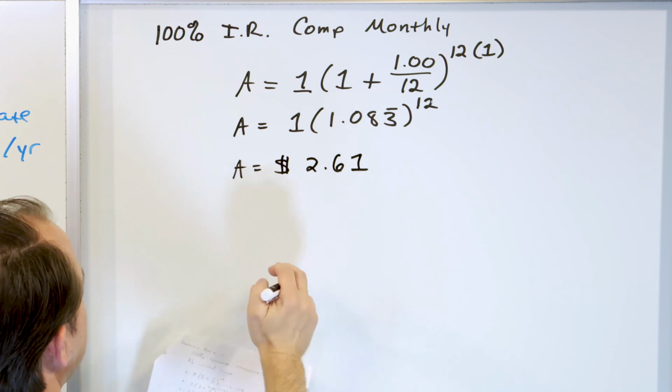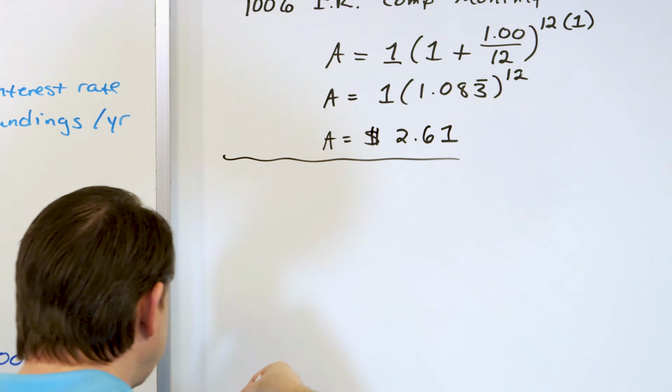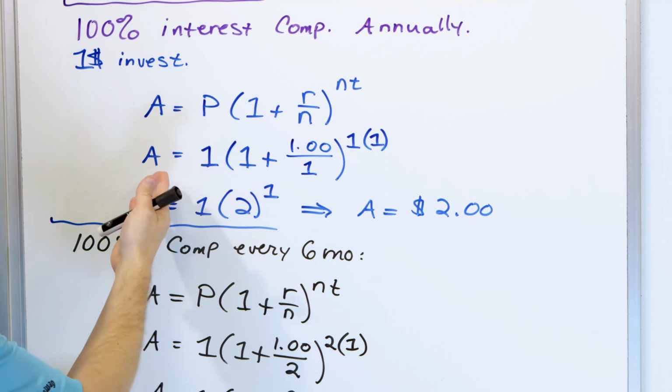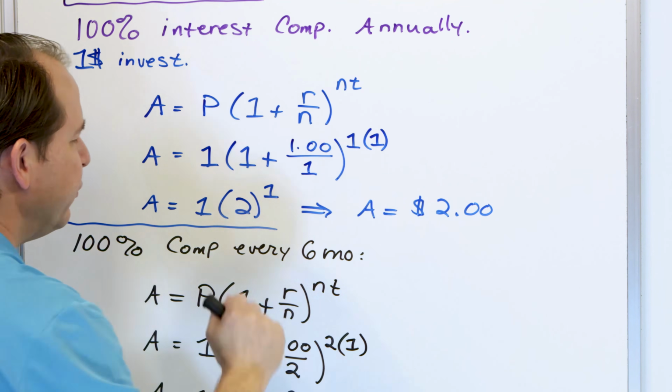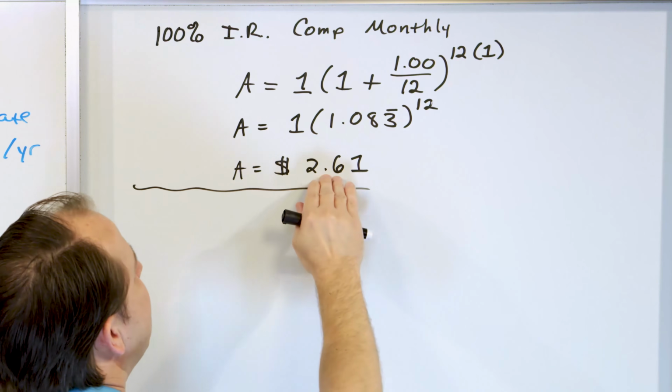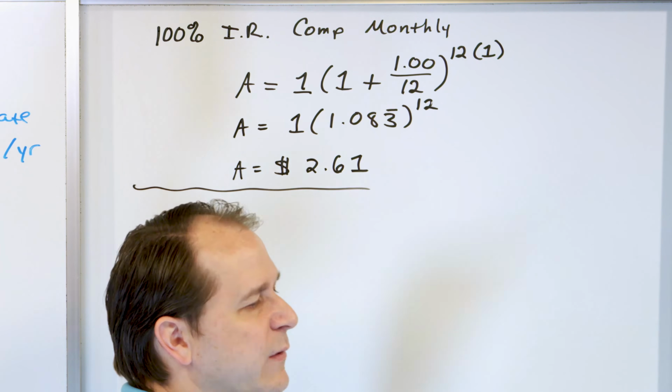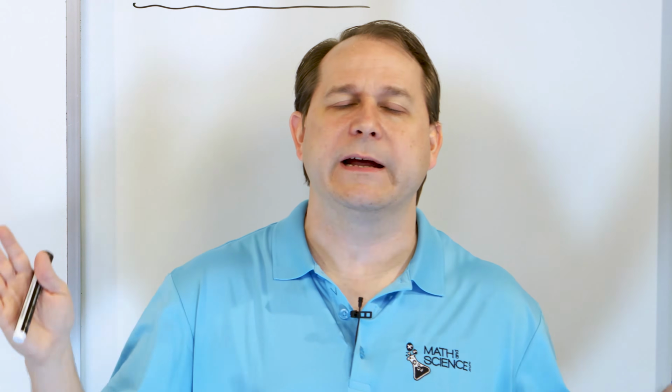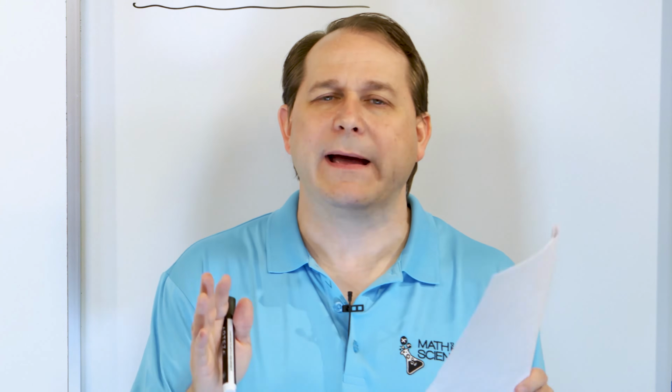$2.61. So notice when I compounded annually, just one time a year, I got $2. When I did it every 6 months, I got $2.25. And whenever I do it every month, that's $2.61. So people like Euler wondered what would happen if I compounded even more often. What if instead of compounding monthly or something like that, or even weekly, let's compound it daily.